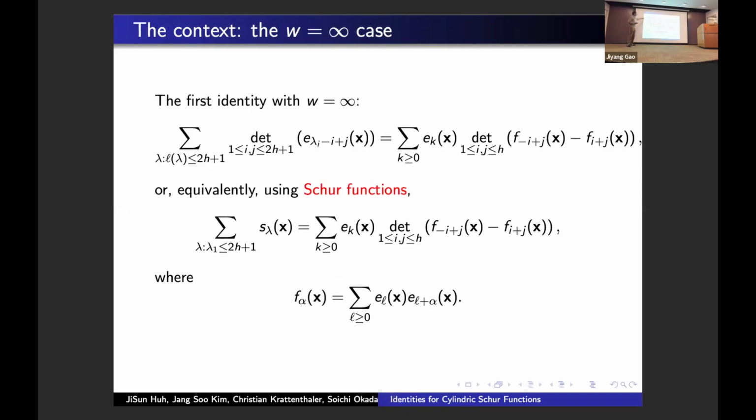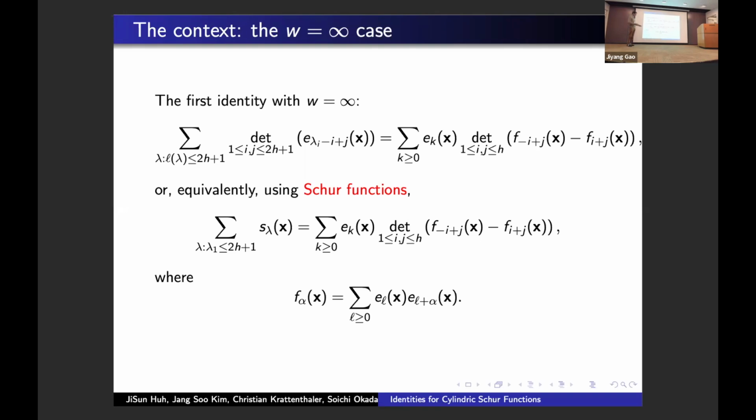So here's the first identity where I send W to infinity, and you get this summation here. It's a summation of lambda of certain determinants of elementary symmetric functions, and it's expressed again in terms of a determinant where these f functions are sums of products of elementary symmetric functions. This identity is a very well-known identity for Schur functions. So this determinant here is a Schur function, and so this identity is equivalent to this summation formula for Schur functions.